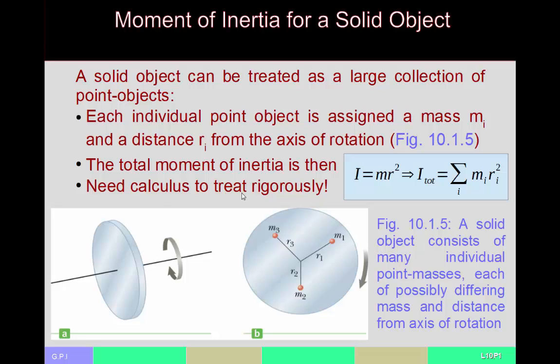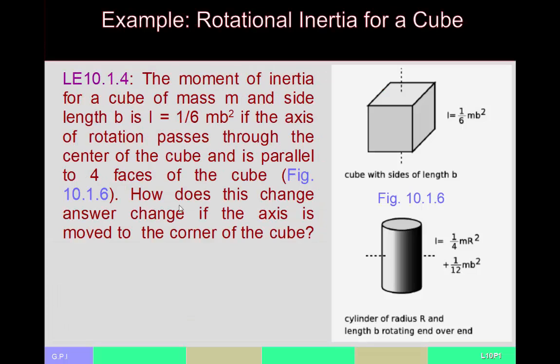If you want to treat this more rigorously, you might want to use calculus, and that basically changes this sum into an integral. Let's look at a quick example of finding the rotational inertia for a cube. The way we're going to do this is we're going to start off with an axis of rotation which passes through this cube and is parallel to these four lateral sides but perpendicular to the top and bottom. The question is, given that the moment of inertia for this particular axis of rotation is 1/6 times the mass of the cube times the length of each side of the cube squared, what would happen if we were to move this dashed line over to one of the corners of the cube?